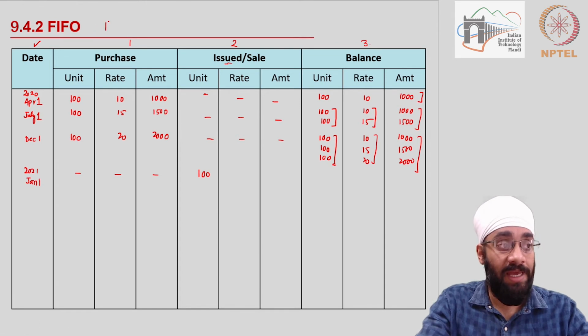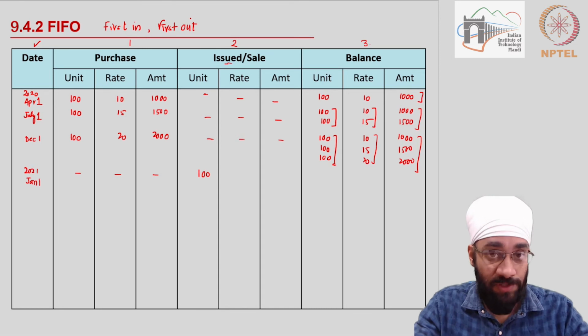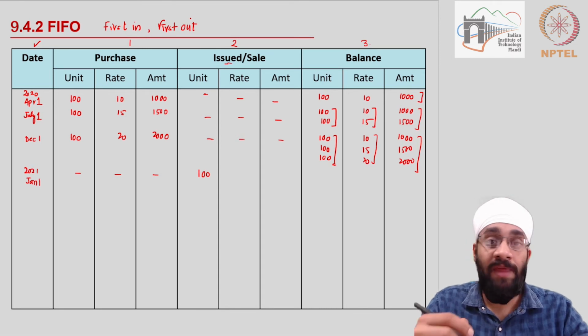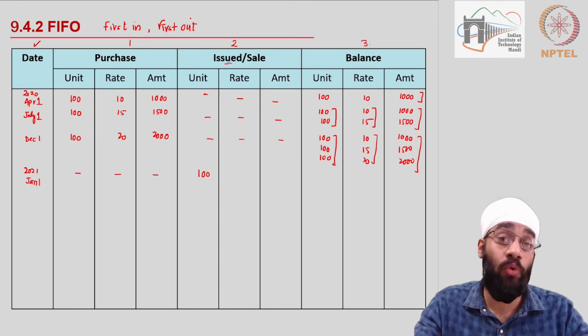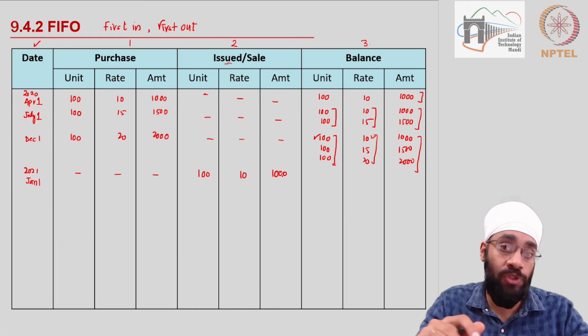FIFO method is first in, first out. This means whichever stock you bought first in chronological order, that stock is assumed to be sold first. All right. Using that, we would say this is the stock which was bought at the very first occasion, and this cost us 10 per unit. So therefore, we're going to use 10 here, and we will say 1000 rupees worth of stock has been sold.